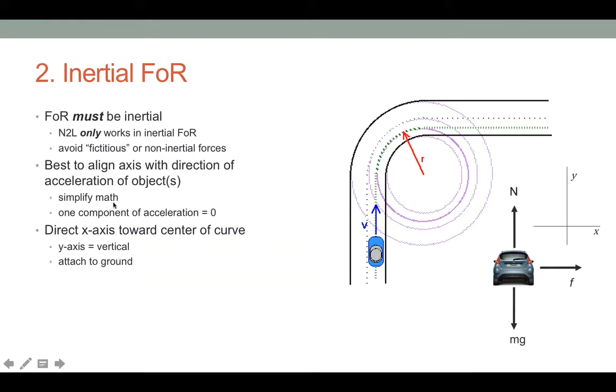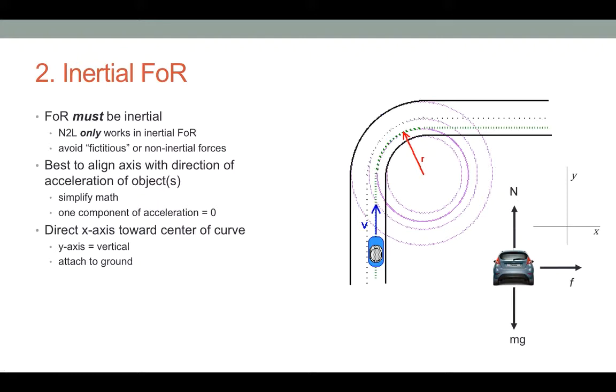Now we need to pick our frame of reference. Here, because we have a curve, what we're going to do is basically take the y-axis and make that vertical, and the x-axis is really just going to point towards the center of the circle. Or in effect, we're closer to using polar coordinates rather than Cartesian coordinates, so that the frictional force will always point towards the center of the circle, not in a fixed direction. So the x-axis will really be pointed radially inward towards the center of the circle, and the y-axis will be vertically upward. So there is our frame of reference, and of course it'll be attached to the ground to be an inertial one.